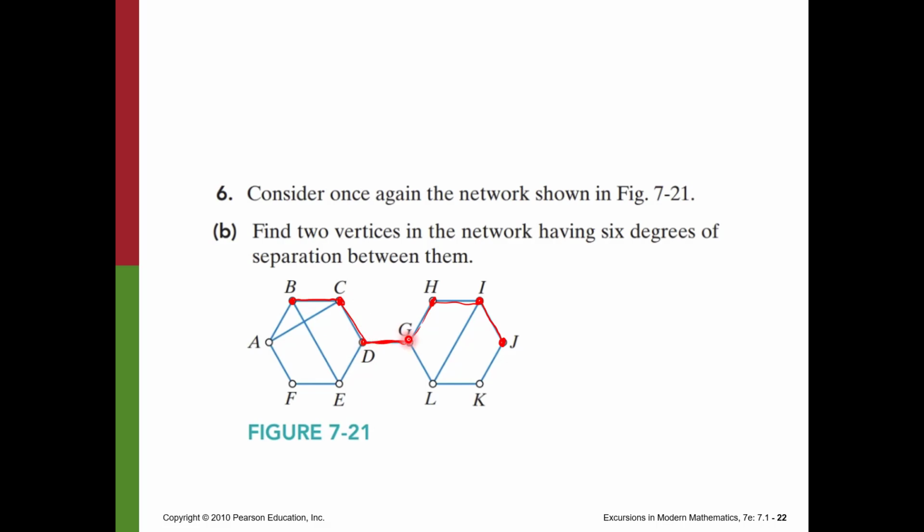1, 2, 3. No matter what, we have to take those 3, right? Or some other. It's going to take 3 to get to here. And then had we gone this way, 4, 5, 6. Had we gone this way, 4, 5, 6. So this is 6 degrees of separation.